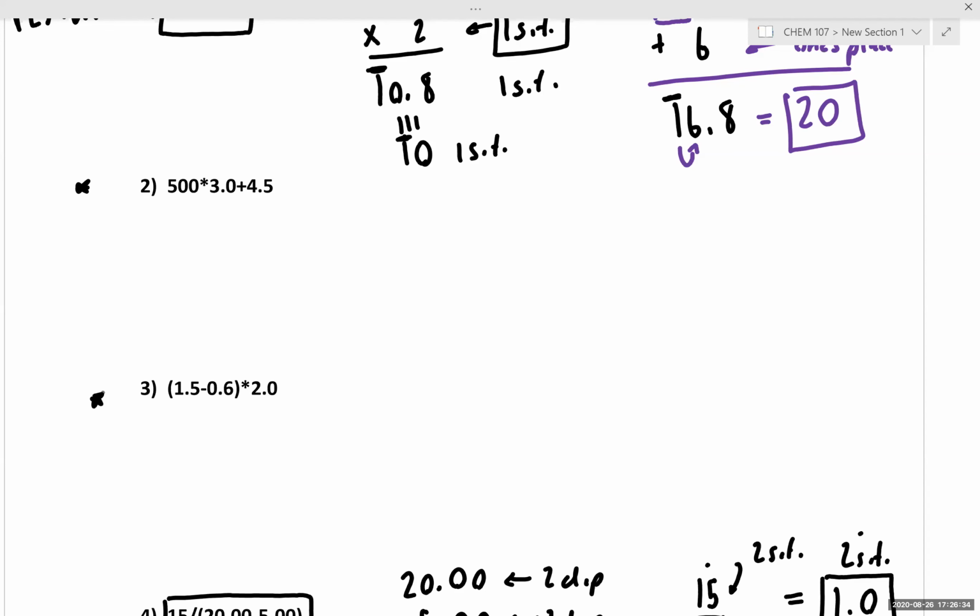And if you have any questions on these examples, don't be shy to ask them in the chat or verbally.